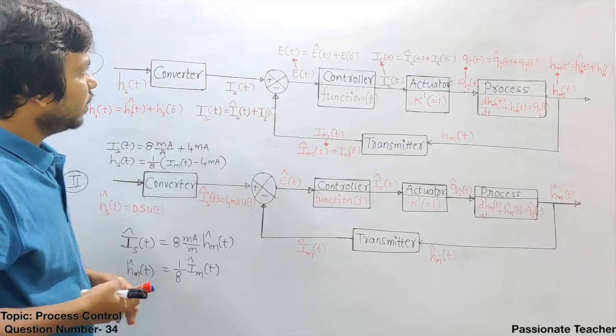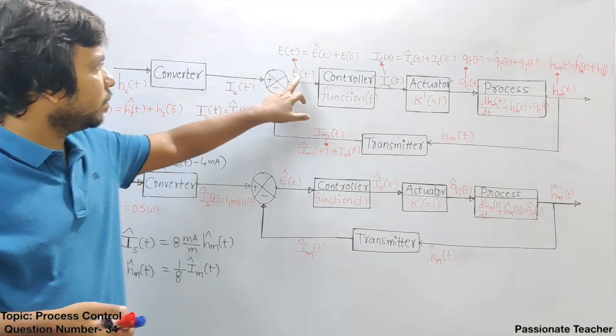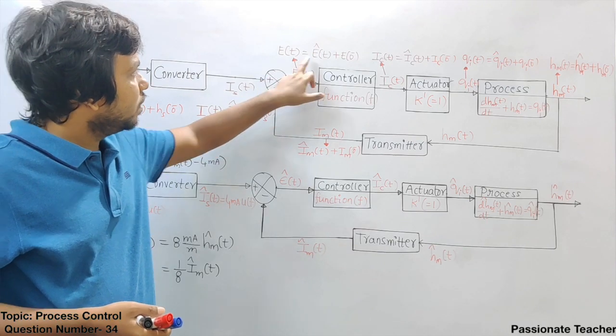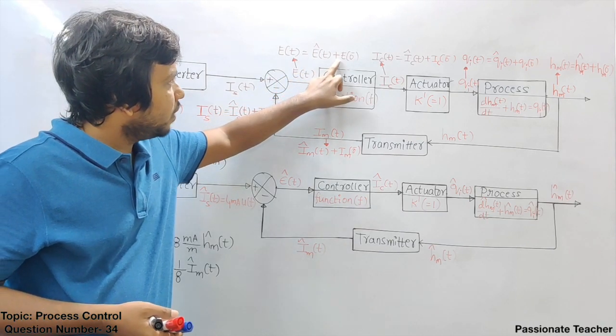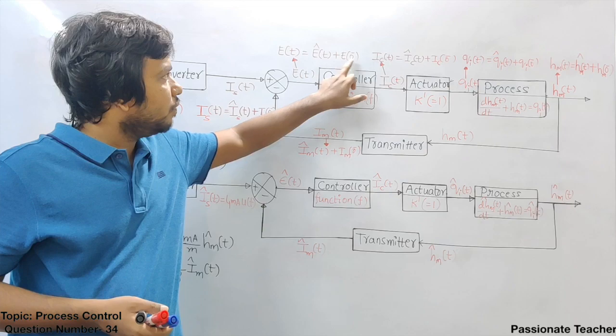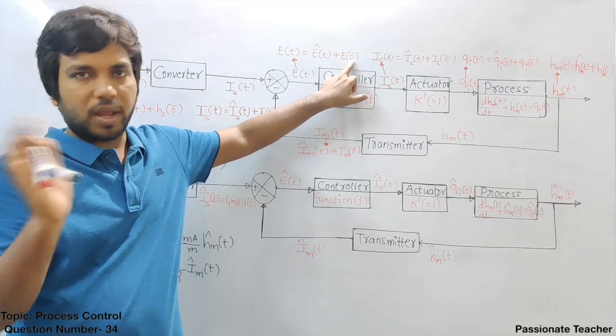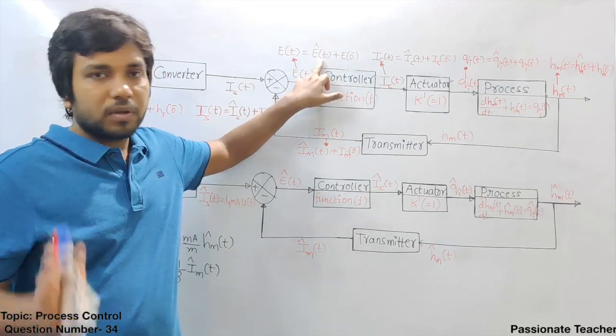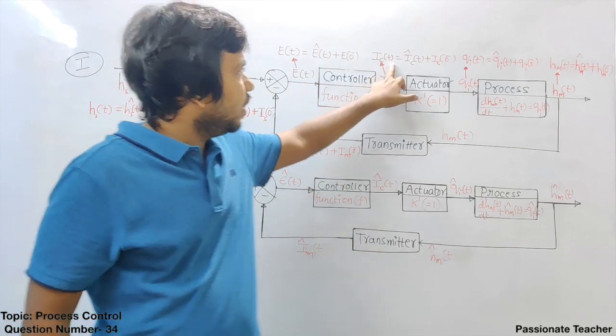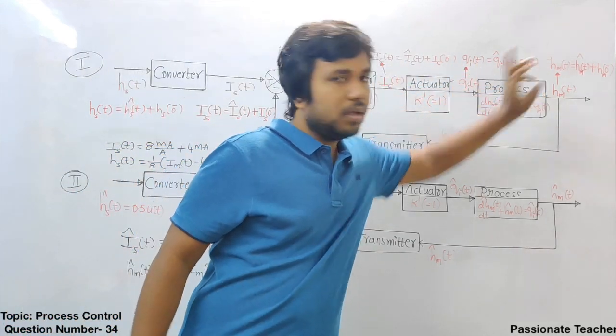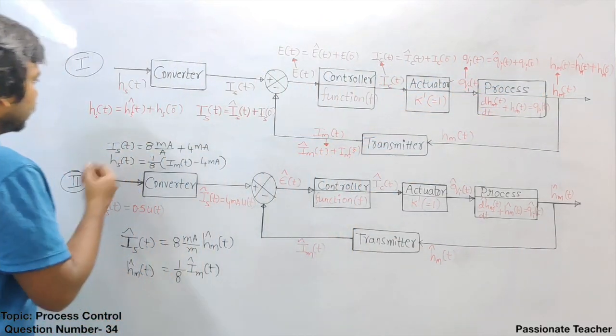As I said earlier itself, each variable can be given as the part after 9 am plus the part before 9 am. So E of 0 minus means just before 9 am. E cap of t means after 9 am. Similarly here, similarly here, similarly here. Now let me ask a simple question.